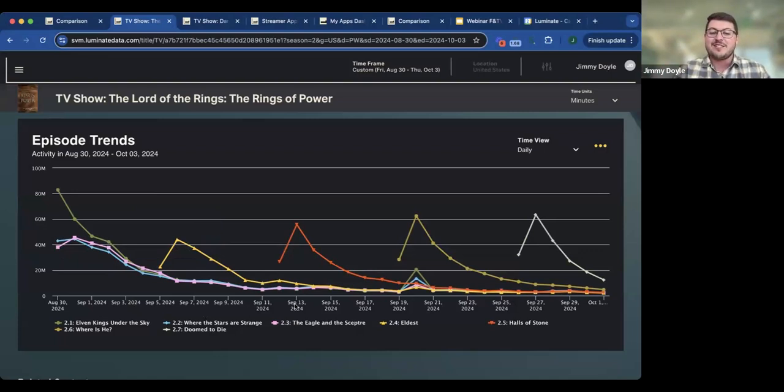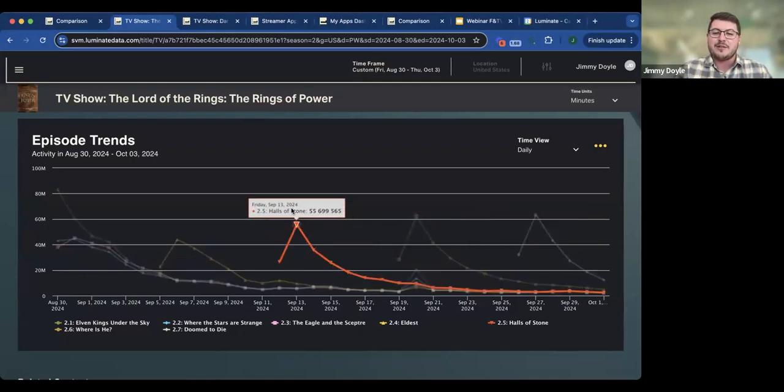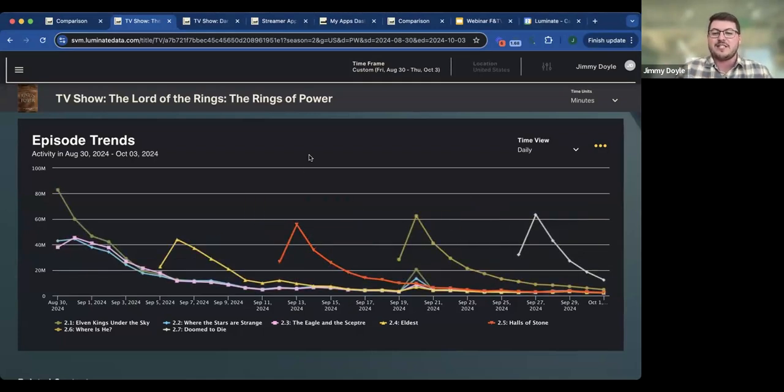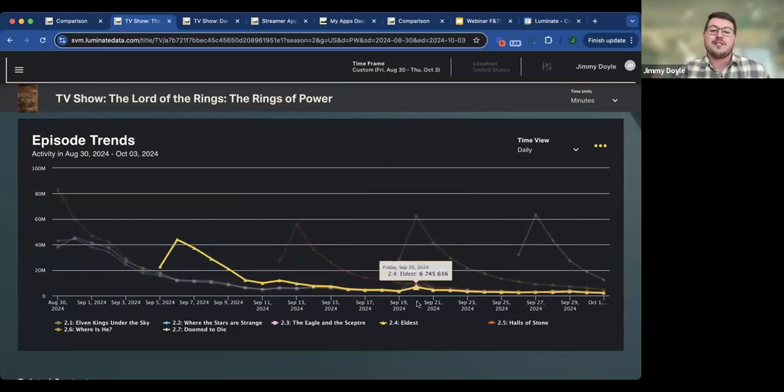Things are shifting now, though, because if you look at episode 5, episode 6, and episode 7, they're actually gaining in terms of where they're peaking out at viewership every single week. That's really positive for the title. We're seeing it have that gain. The other thing that's really interesting is what's going on here on Friday, September 20th, where we see a big pop for all of the other episodes of the show.